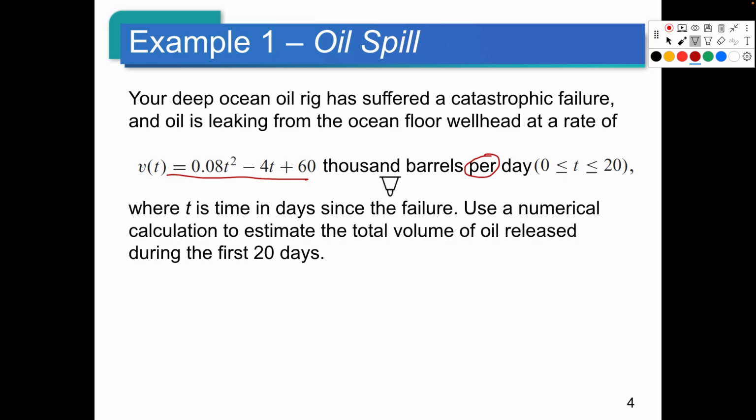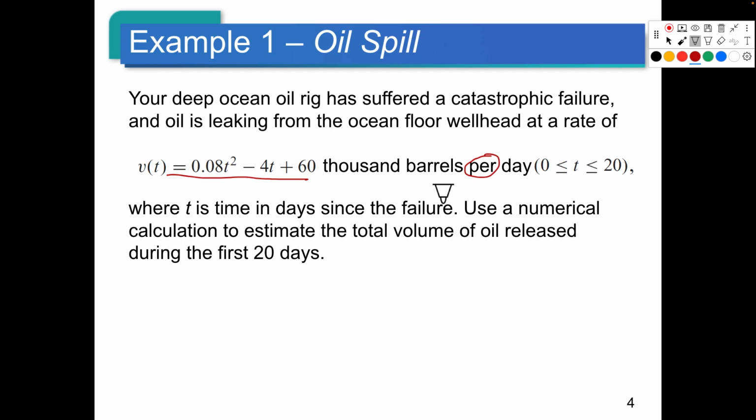This is a rate, and it's going for the first 20 days. So T is in days 0 to 20, and this is a leak. An oil rig is leaking, and this is how fast, how many barrels of oil, is the speed that it's coming out. And by knowing the speed, and again, you can measure that, or they can at least, they'll have something that measures the speed of the stuff coming out. They'll actually be able to calculate how much oil was released from this first 20 days.